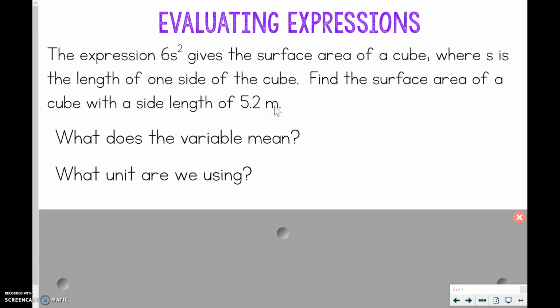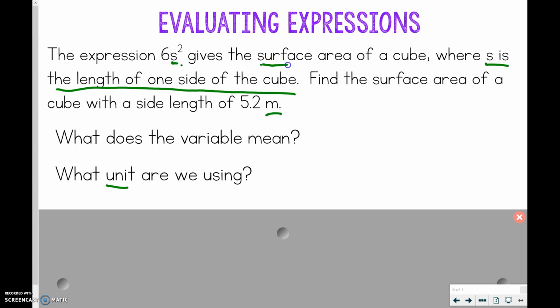It's a label. Okay. So first off, our variable, what does it mean? Well, we have s, and they tell us that s is the length of one side of the cube. That is a little bit longer name for that variable than some of the other ones, okay? The unit we're going to have is meters.